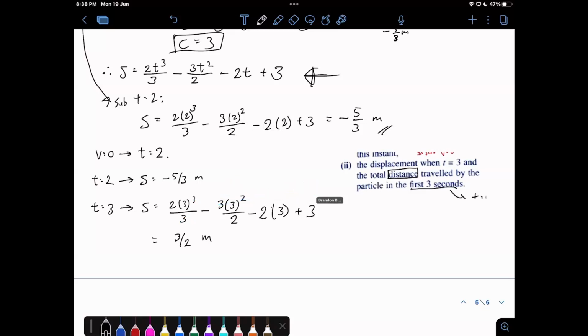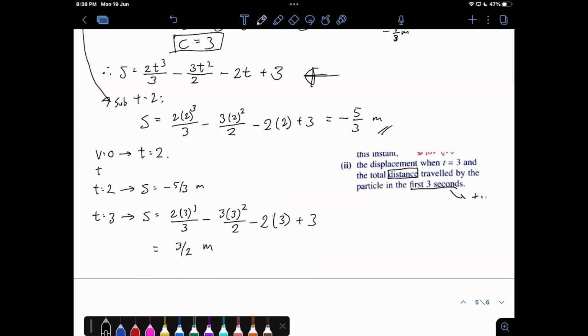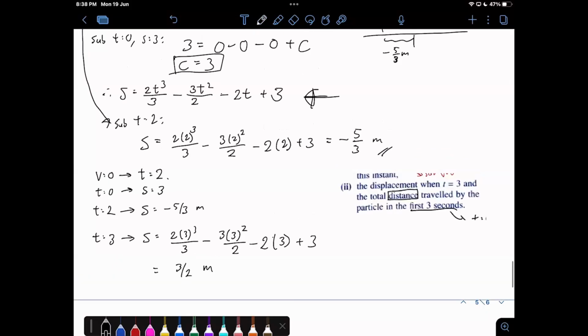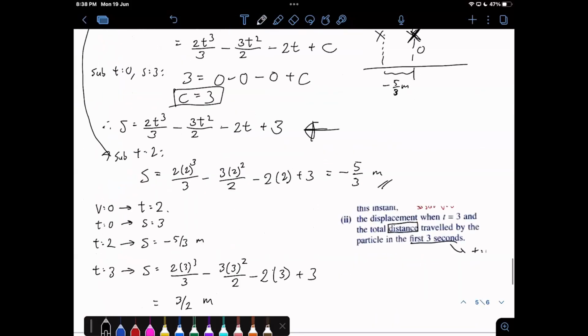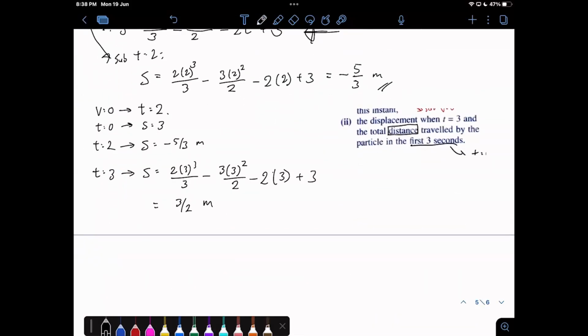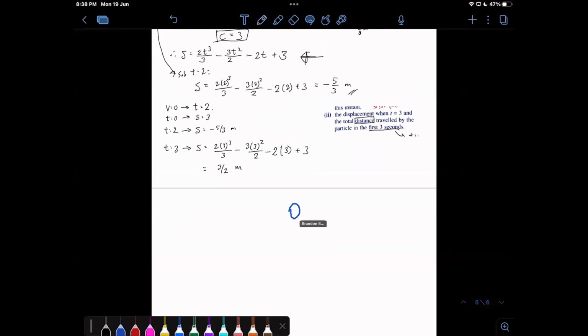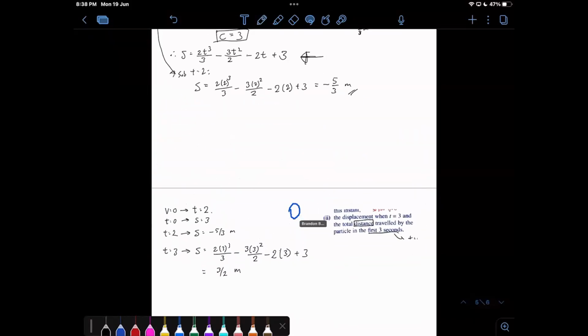One more missing one, which is T equals 0, S equals 3. Yeah, that was given by the question, I think. Let me just double confirm, is it 3? When T equals 0, displacement equals 3. Okay, good. So T equals 0, S equals 3. Now we can draw our snake diagram. This is part 2. I should label the question.